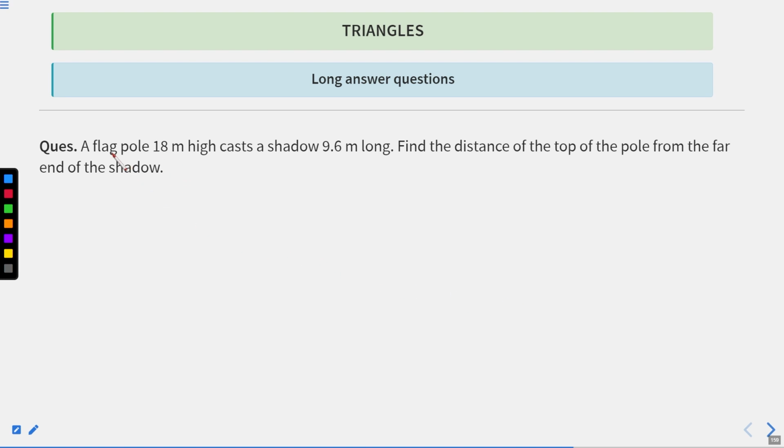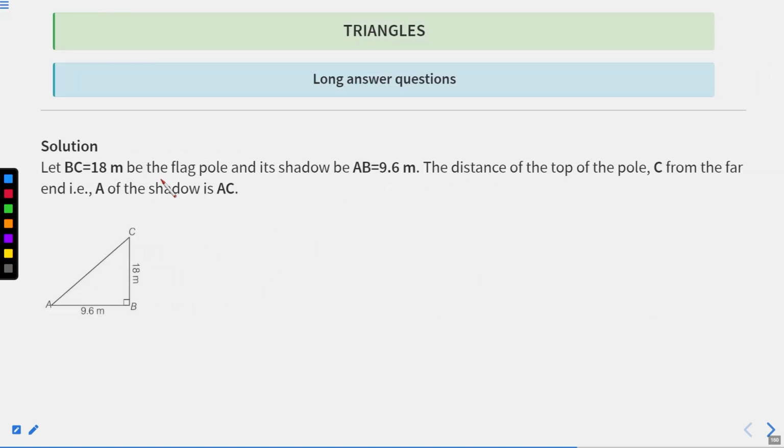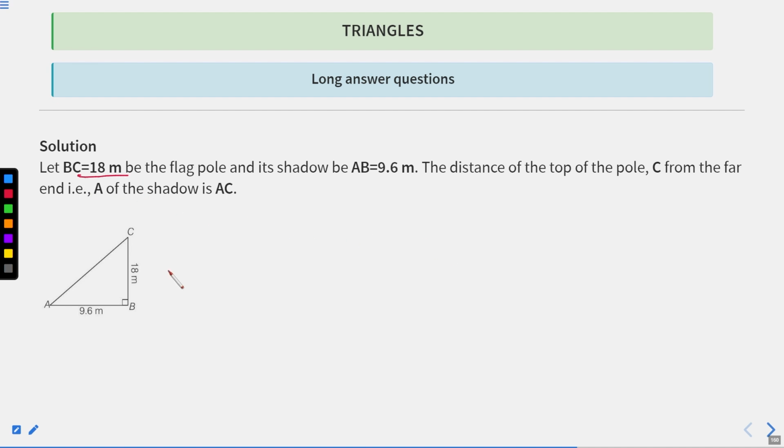So in next question, it said to us a flagpole 18 meter high casts a shadow 9.6 meter long. Find the distance of the top of the pole from the far end of the shadow. Okay, so let us solve it. So here we let BC is equal to 18 meter be the flagpole and its shadow be AB is equal to 9.6 meter. And the distance of the top of the pole, that is C, from the far end, that is A, of the shadow is AC.